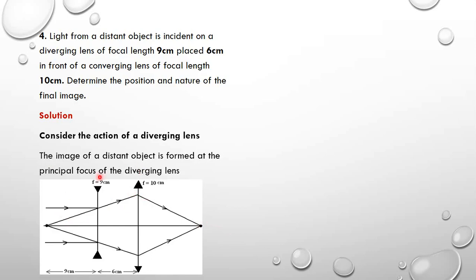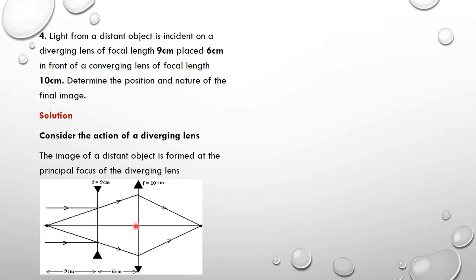So we first consider the action of the first lens, which gives us the image at the principal focus. The ray goes this side, but it will appear to be coming from the principal focus. So this is where the image of the first lens is going to be, and this image acts as the object for the second lens.